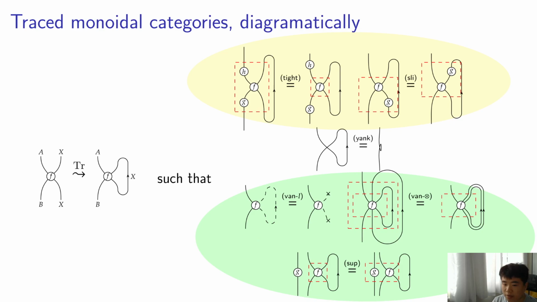So roughly, the axioms for trace monoidal categories can be partitioned into two types. The structural ones, here in yellow, and compatibility with a tensor, here in green.